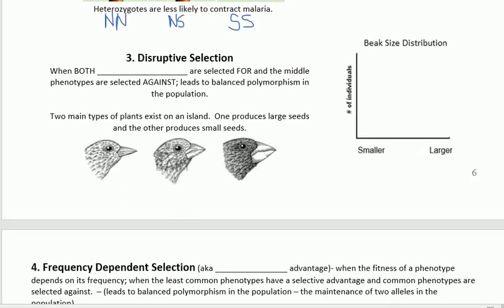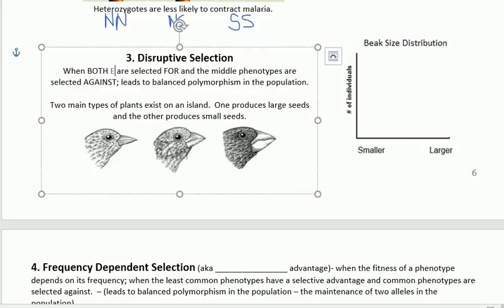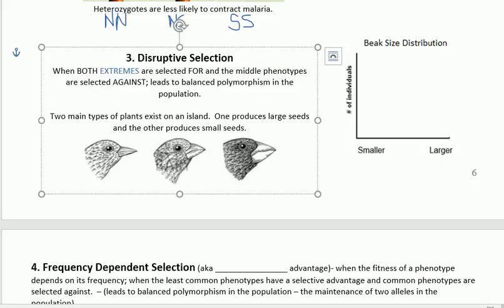So disruptive selection is our next type, and this is when both extremes are selected for and the middle phenotype is selected against. And this is going to lead to balanced polymorphism in the population. So for instance, 2 main types of plants exist on an island. One produces large seeds, the other produces small seeds. So here we have a bird with a small beak, a bird with a medium beak, and a bird with a large beak.